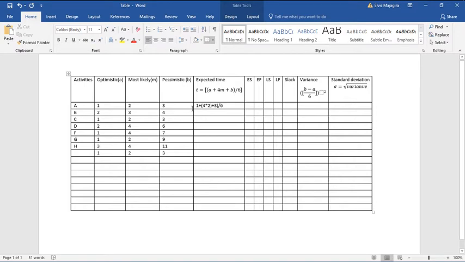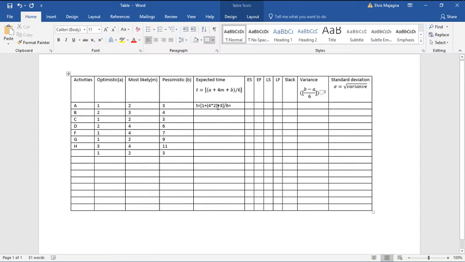Divide by 6, and this is our expected time, which is represented by T. T equals, well, small t, 1 plus 4 multiplied by 2 plus 3, divided by 6. Okay, and we will do our normal calculations by math.